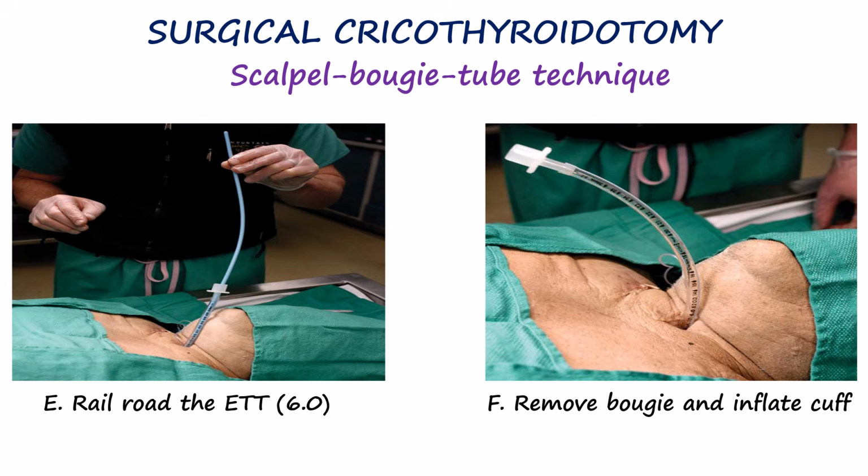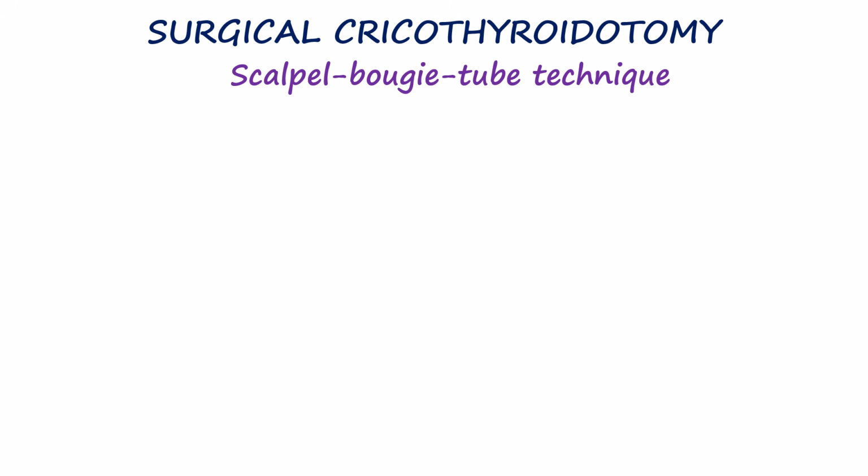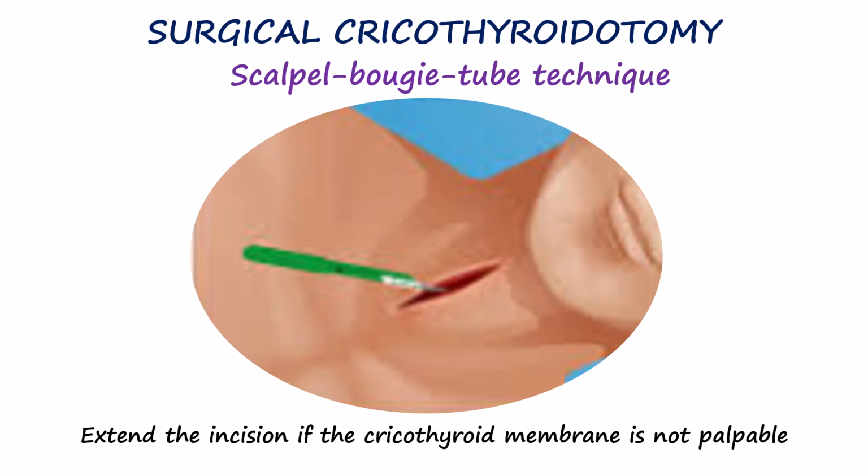If the cricothyroid membrane is impalpable, a vertical 8 to 10 cm skin incision is made from caudad to cephalad. Blunt dissection with both hands is performed to separate tissues and identify the larynx. Once the membrane is located, the technique described for a palpable membrane is then followed.